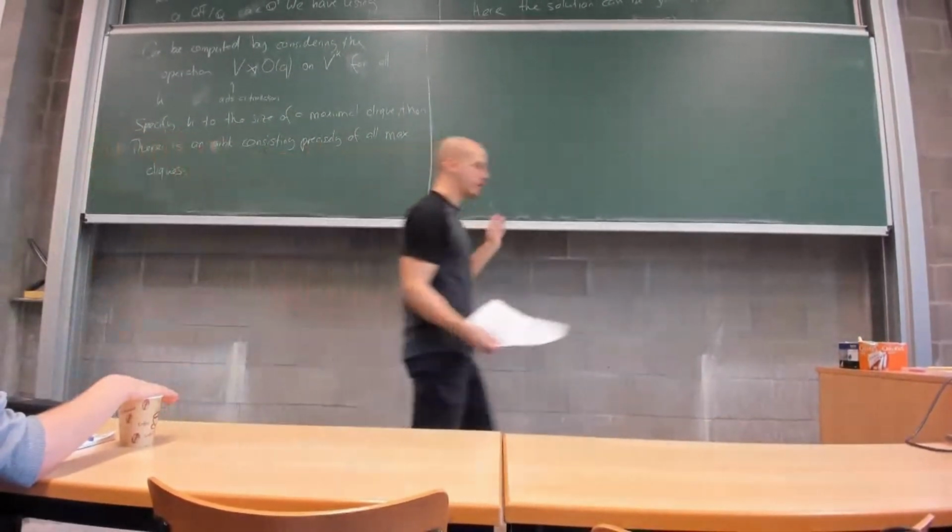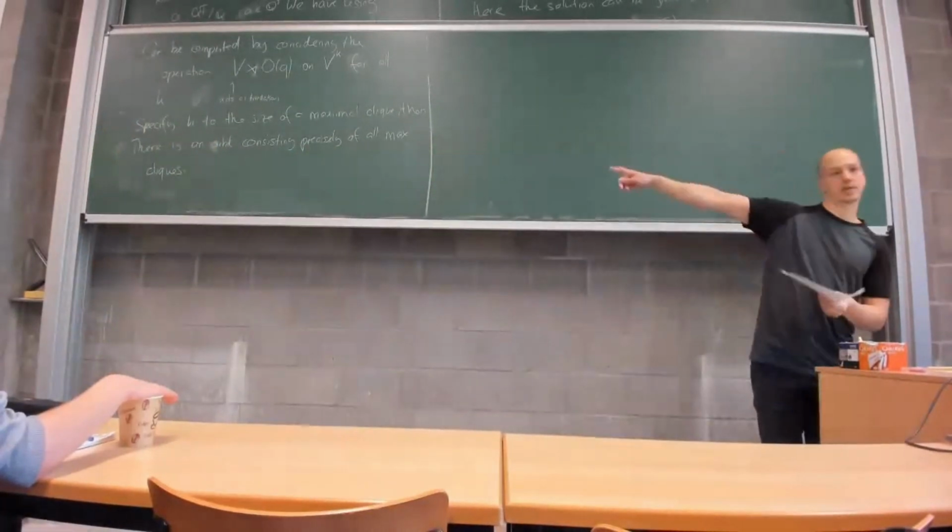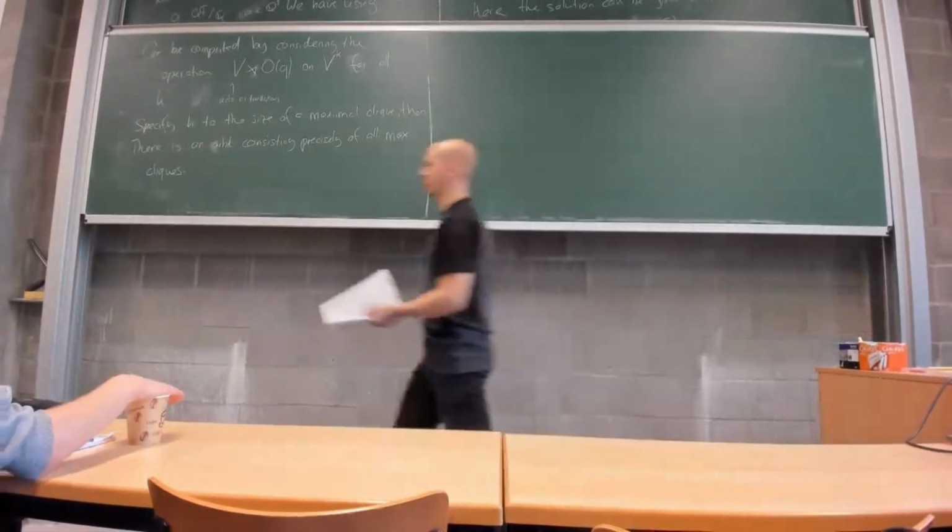Then finding the number of maximal cliques is equivalent to finding the size of this orbit.